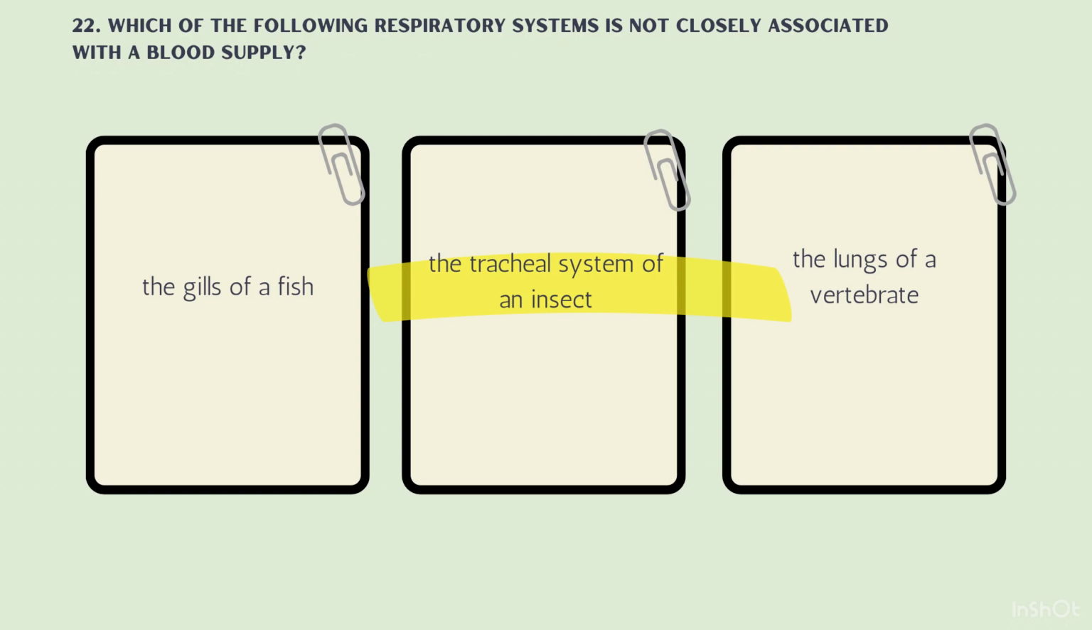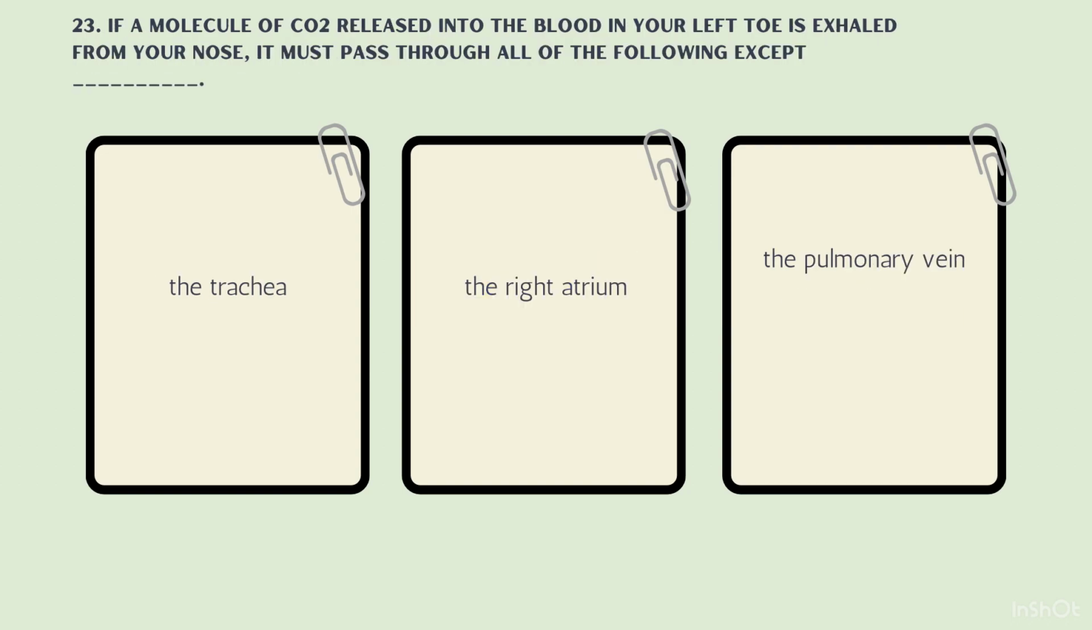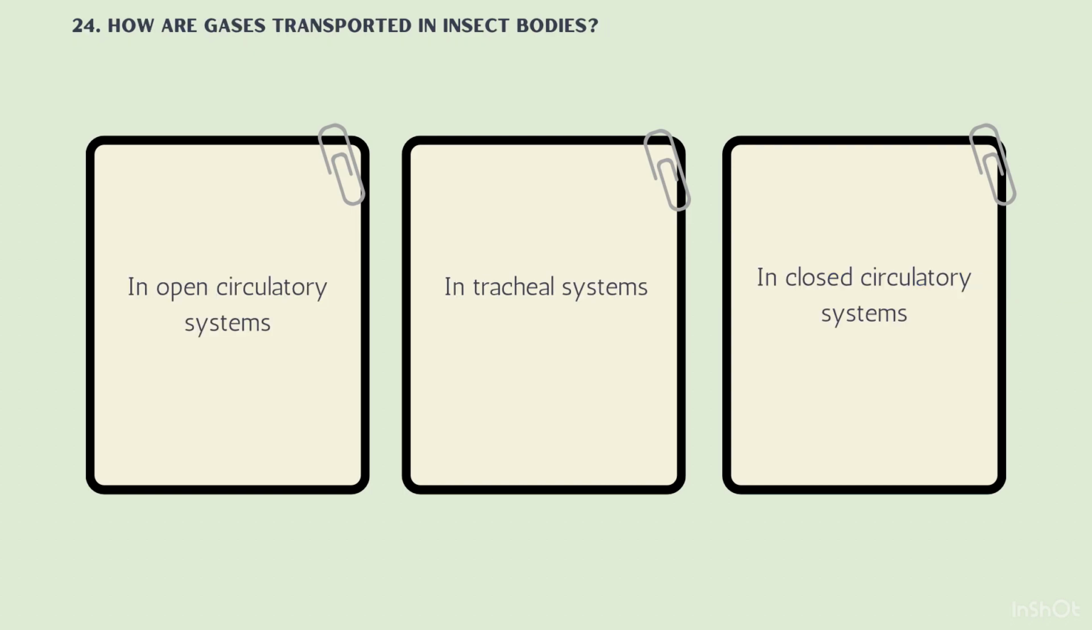23, if a molecule of CO2 released in the blood in your left toe is exhaled from your nose, it must pass through all the following except the pulmonary vein. 24, how are gases transported in insect bodies? This is going to be in tracheal systems. Remember, if you see insects, just think tracheal system.